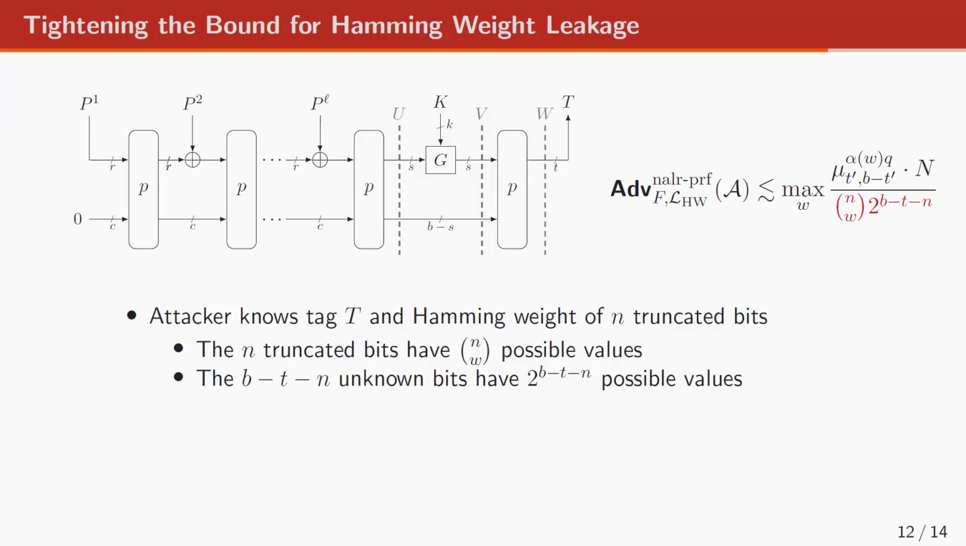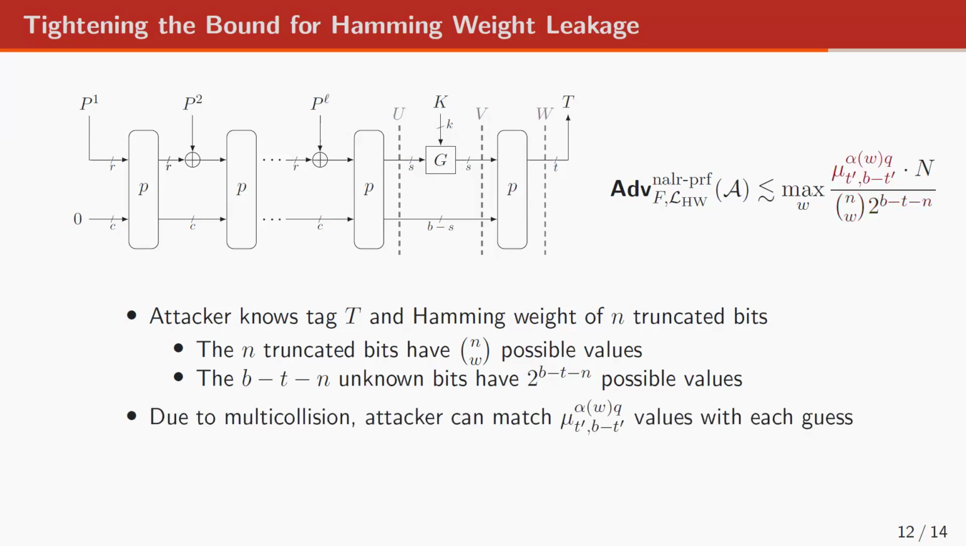The n choose W term is needed because for the bits for which the attacker knows the Hamming weight, there are n choose W values, because intuitively for Hamming weight W, there are n choose W ways to choose the W bits that are set to 1. And for the remaining b minus t minus n bits, the attacker does not have any information. So the attacker still has to try all 2 to the power b minus t minus n possibilities.